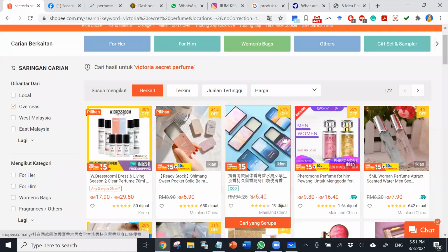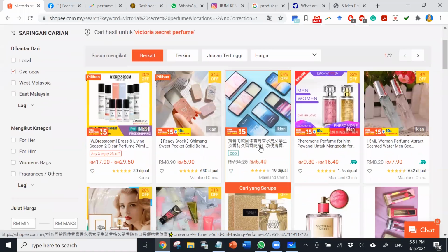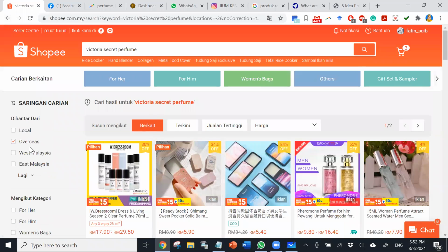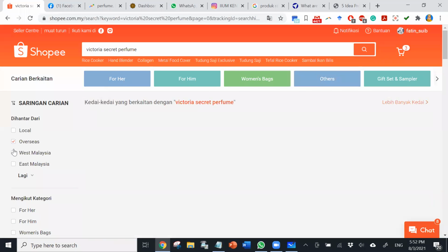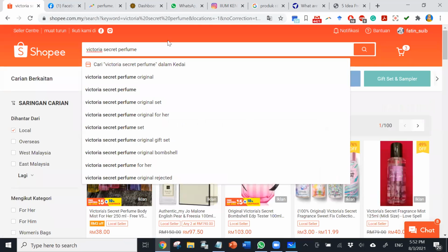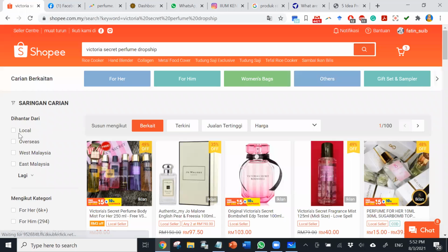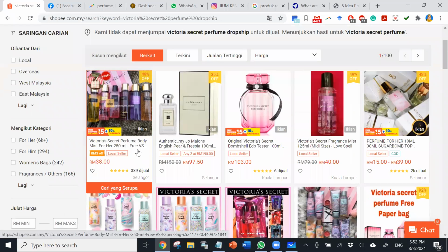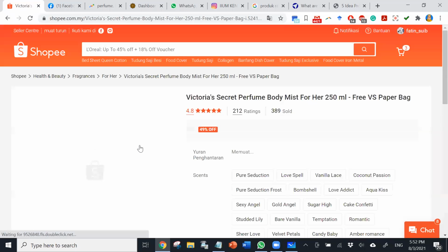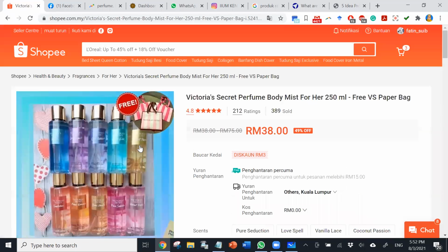So this is overseas. You can contact the seller to ask if they have dropship as well. And for example, if you want to find a local supplier, you put Victoria's Secret perfume dropship, and then you click search with the filter of local. This one, Victoria's Secret perfume body mist, 38 ringgit.